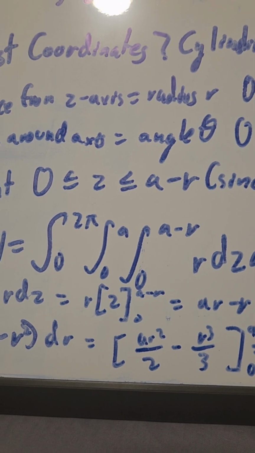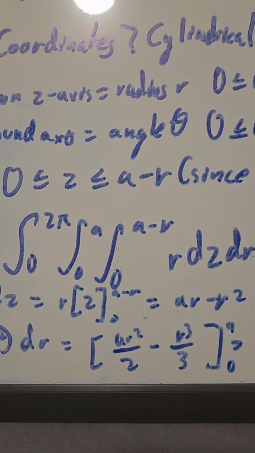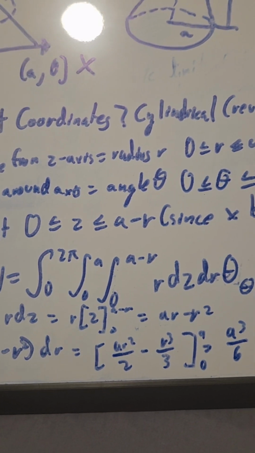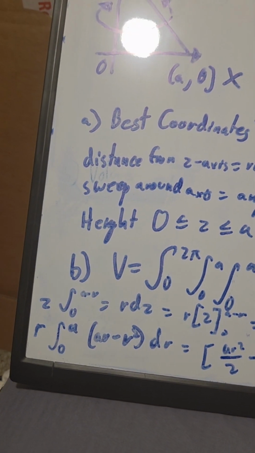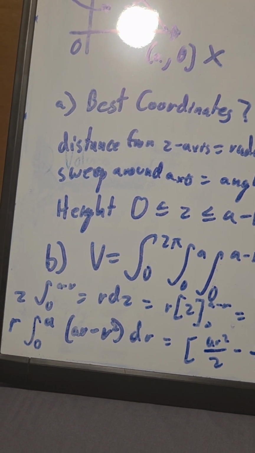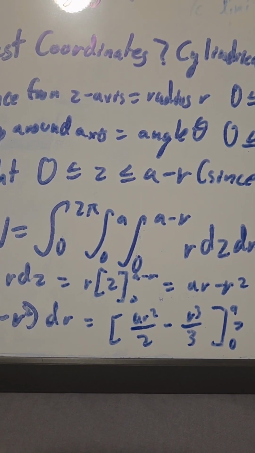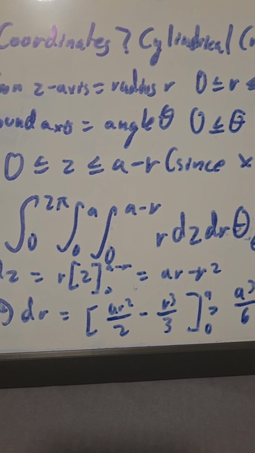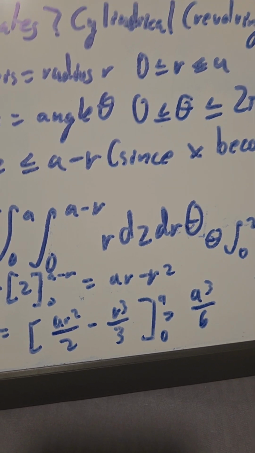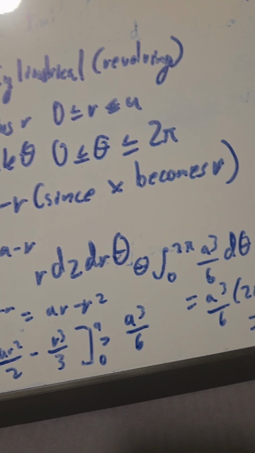simplified or integrated, r times z, which winds up becoming r times (a minus r), but then you multiply it inside, you get ar minus r squared. Then I brought the ar down here to integrate with respect to r. That's from 0 to a of ar minus r squared: ar squared over 2 minus r cubed over 3, evaluated from 0 to a, simplifies to a cubed over 6.